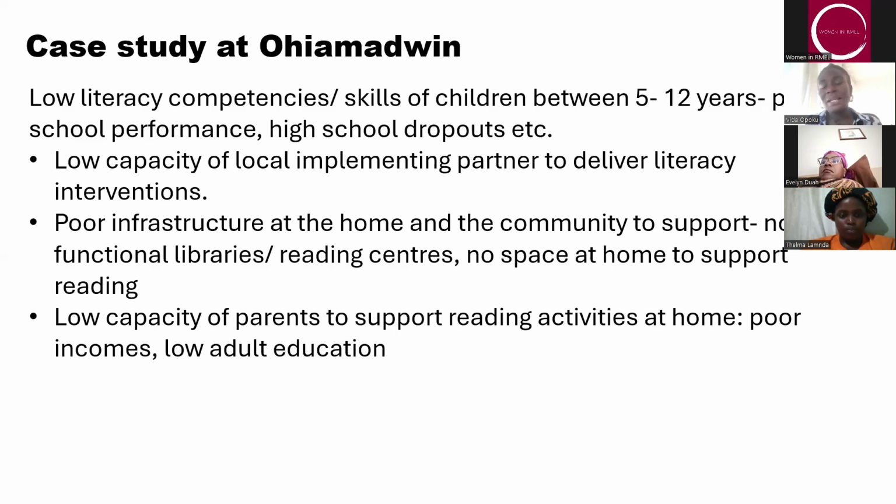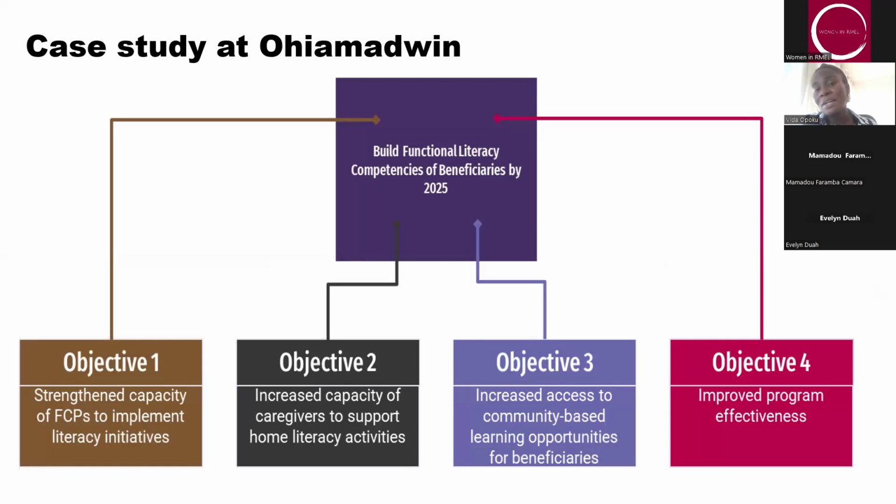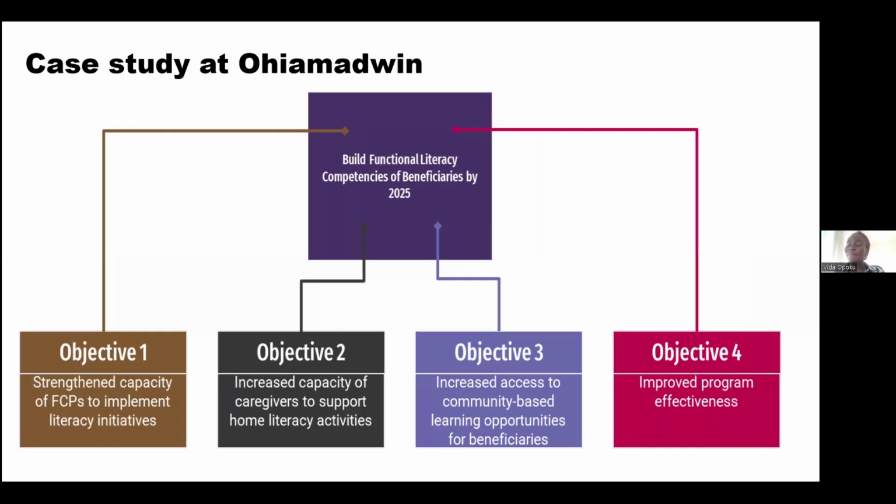So based on this analysis of the needs and the problem, fast forward, this was identified as an objective or a goal for an intervention that would be rolled out by a certain organization. Based on the problem, assessing the landscape, the main objective was to build functional literacy competence of beneficiaries by 2025. And based on the problem that I have briefly gone through, these were the main objectives identified to help us achieve the goal of building functional literacy.